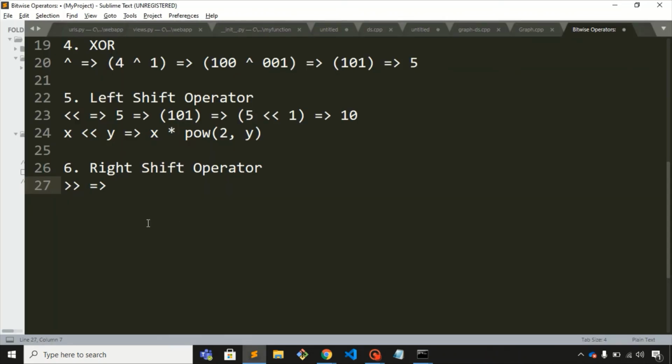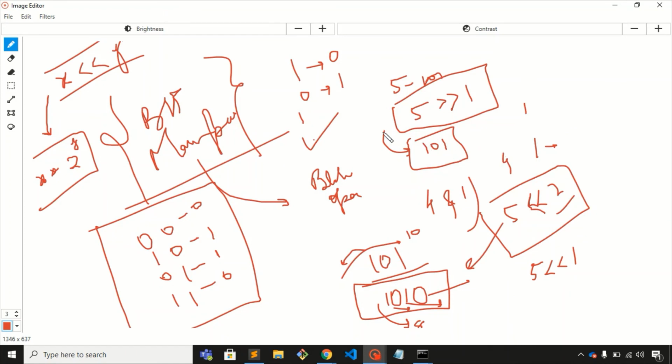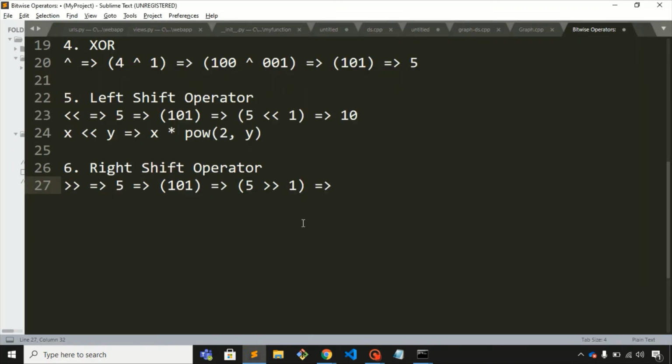So let's say we have the number 5, its binary is 101, and 5 right shift 1. If I shift all the bits to the right, the result will be 010, and it is equivalent to 2. In the case of the right shift operator, if x is here, then the right shift operator and then y, it is equal to x divided by 2 to the power y.